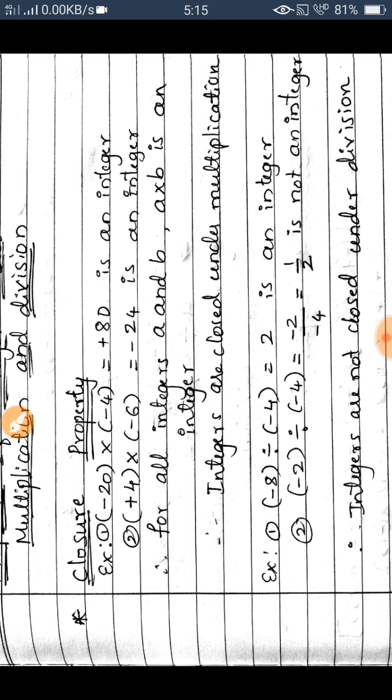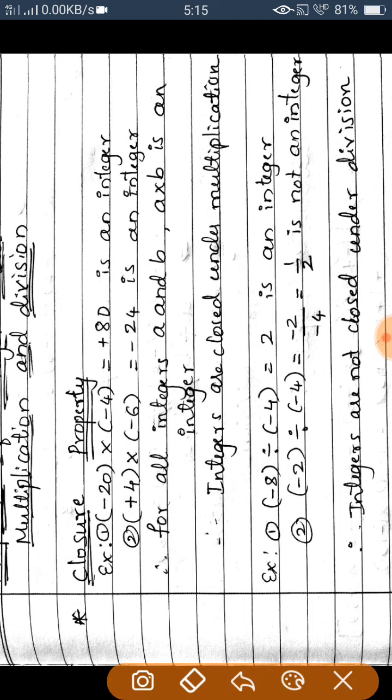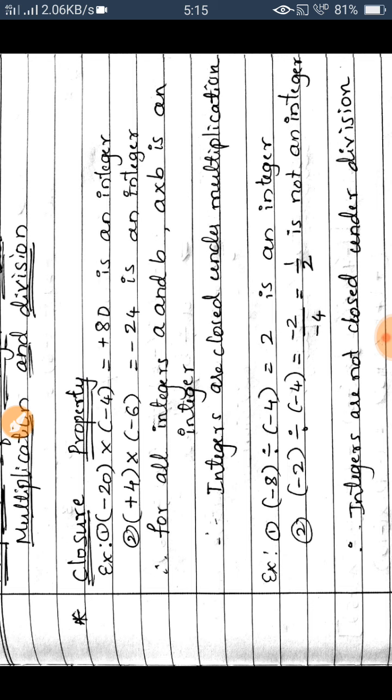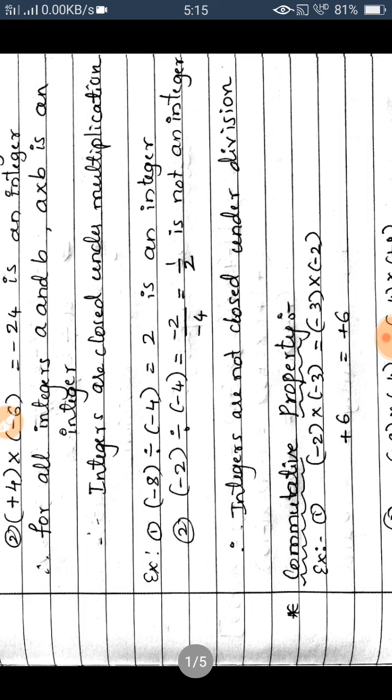This concludes that for all integers a and b, a into b is an integer. After the multiplication you got an integer itself, so the closure property holds true. By this statement we can understand that integers are closed under multiplication. So you can try for division also.